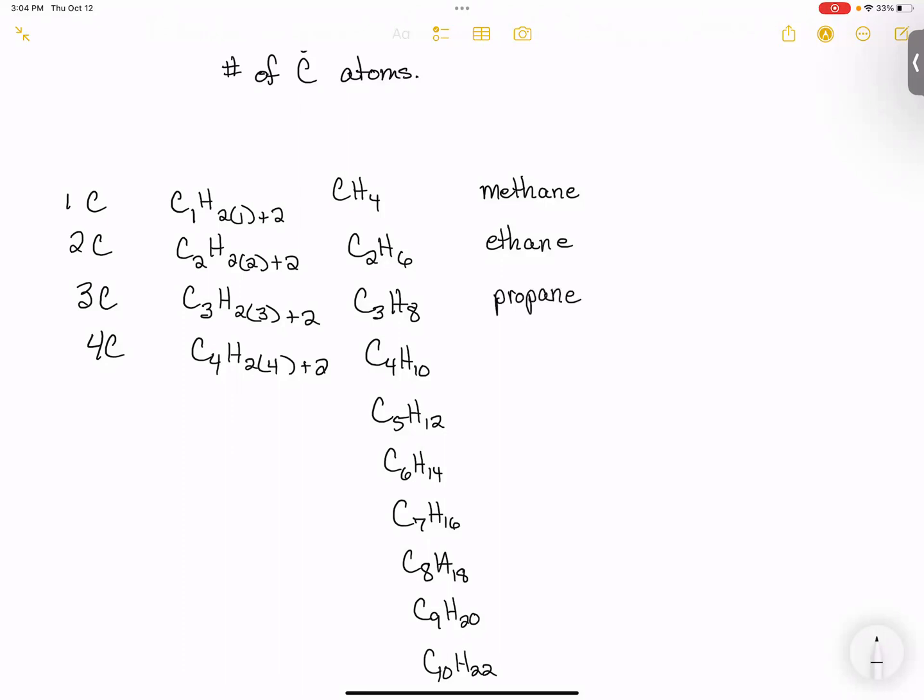The fourth in line is the gas that is found in lighter fluid. It is butane. The fifth is pentane. The sixth is hexane. The seventh is heptane. The eighth is the one that is used for gasoline. It's octane. The ninth is nonane. And the 10th is decane.